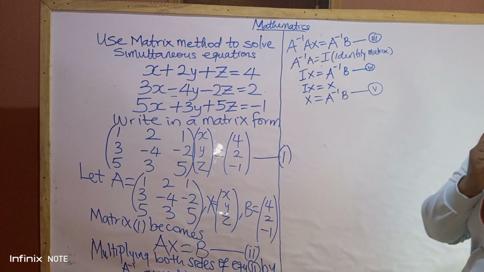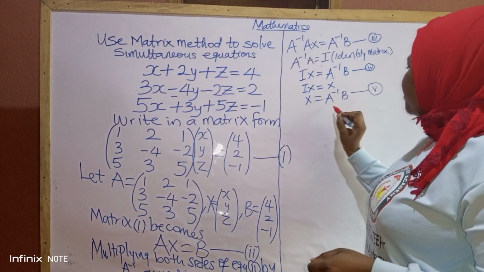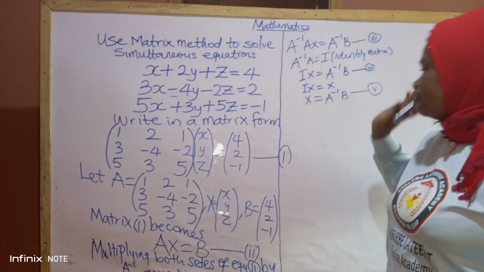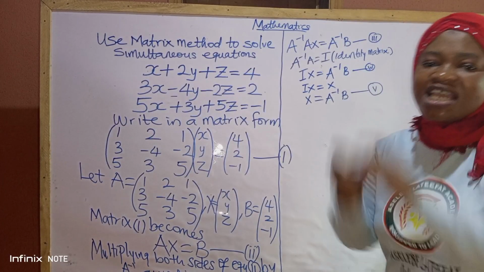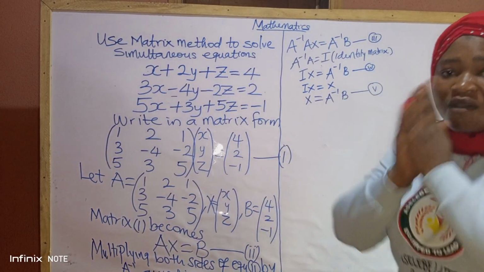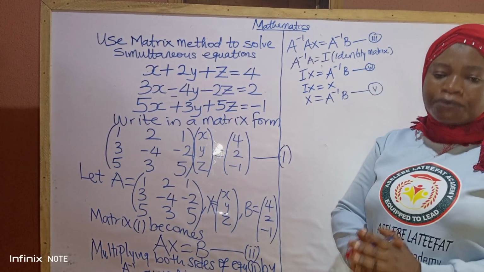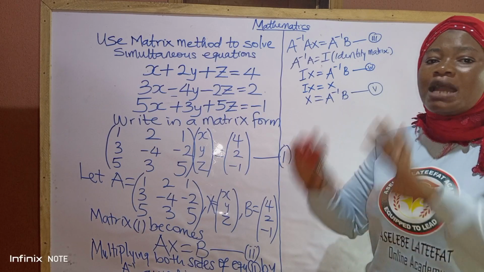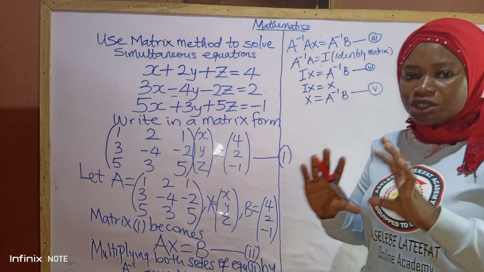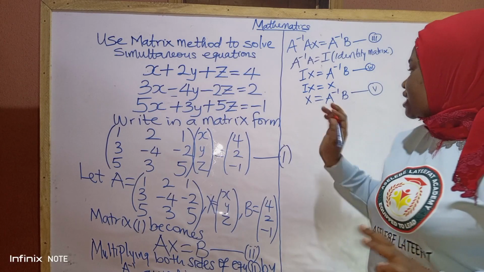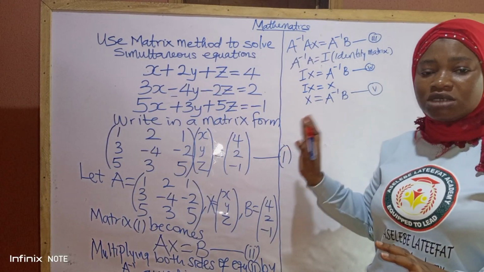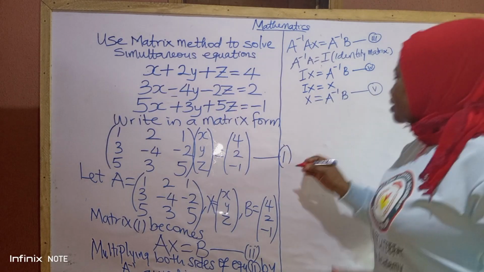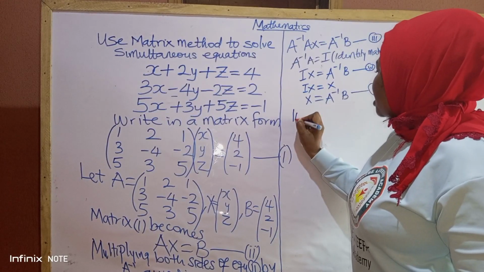The next thing that we need to find is the inverse of A. We know A, so we need to find the inverse of A. To find the inverse of A, the first thing that you have to do is to find the determinant of A. Finding the determinant of A will tell you whether that particular matrix has an inverse or not. If the determinant of that matrix is not equal to 0, that means it has an inverse. So let's check.